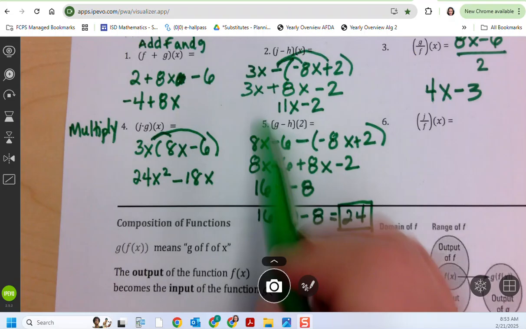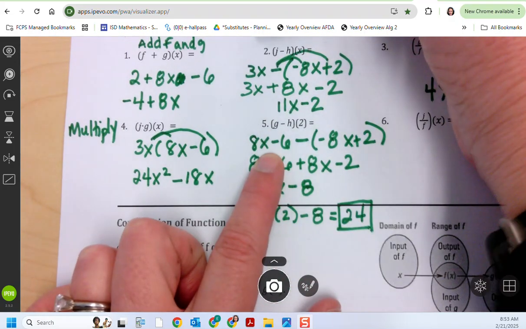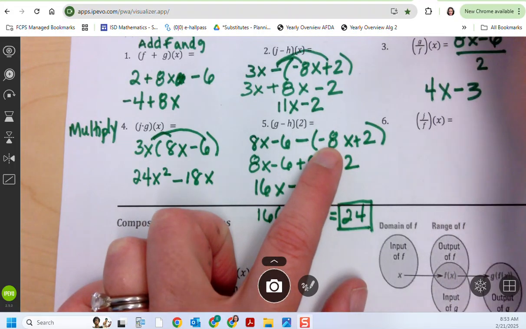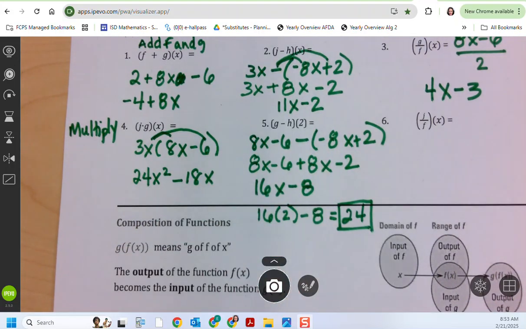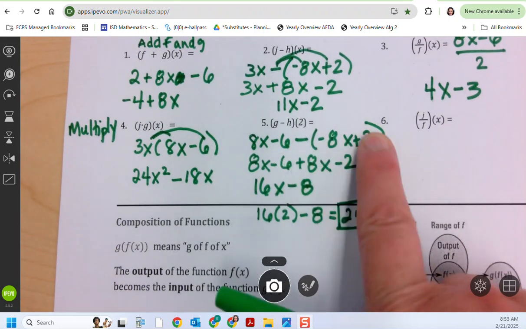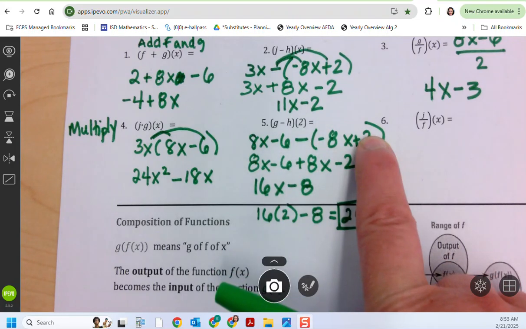So it says g minus h. So I looked up here and found g, and I wrote that one. And then I subtracted h, which is this one. Because I have to remember to subtract both parts. So I want to put parentheses to remember to distribute that minus to both parts.